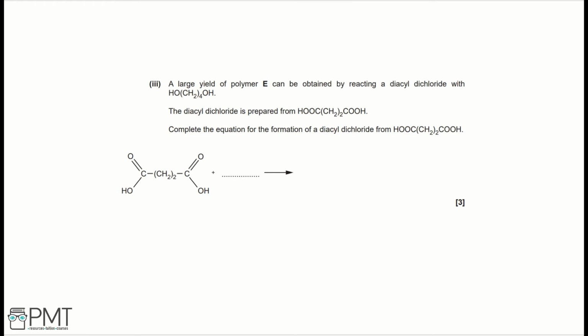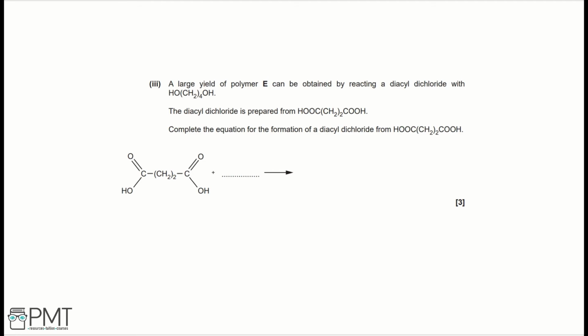Part 3. A large yield of polymer E can be obtained by reacting a diacyl dichloride with HOCH2,4OH. The diacyl dichloride is prepared from HOOC CH2,2COOH. Complete the equation for the formation of a diacyl dichloride from HOOC CH2,2COOH. So this question is relying on your knowledge of your chemistry reaction map.